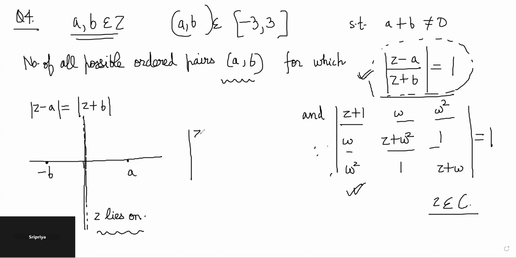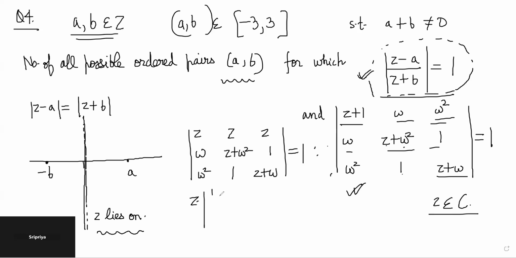for z only, right? And here, what will happen? Z plus w square plus w plus 1. So z again. So you'll get three z's in one row, and you can take z common out. So you are getting something like this, and w square, 1, and z plus w is equal to 1. So we can take z common, and we are getting 1, 1, 1 now. w, w square, z plus w square, 1, 1, z plus w.